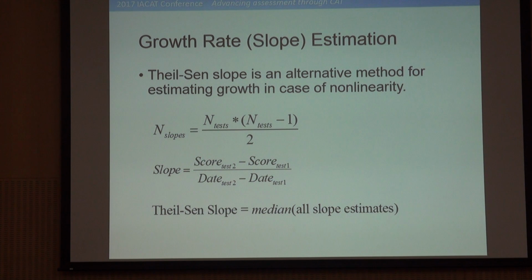And at the end, the Theil-Sen slope estimation says, just take a look at all of those possible slopes and then take the median slope out of those possible slopes. So that's going to be the final slope estimation for each student, basically.